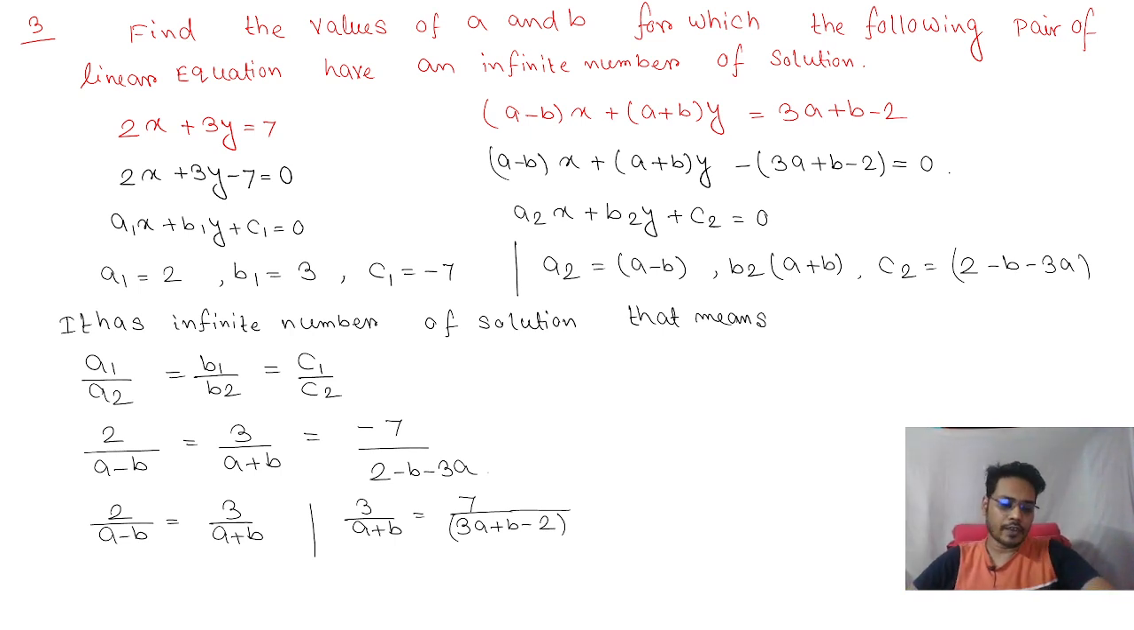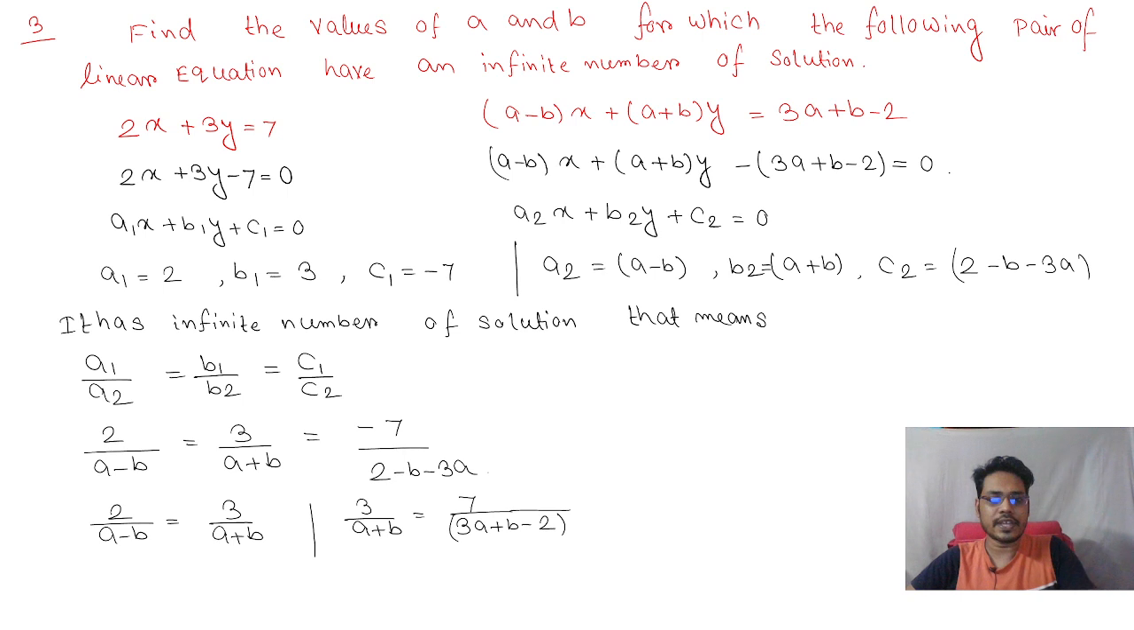Now the third one: find the values of a and b for which the pair of linear equations has infinitely many solutions. The first equation is 2x + 3y = 7. The second equation is (a - b)x + (a + b)y = 3a + b - 2. If you write in the form a1x + b1y + c1 = 0 and a2x + b2y + c2 = 0, you get a1 is 2, b1 is 3, c1 is -7. a2 is a - b, b2 is a + b, and c2 is 2 - b - 3a.